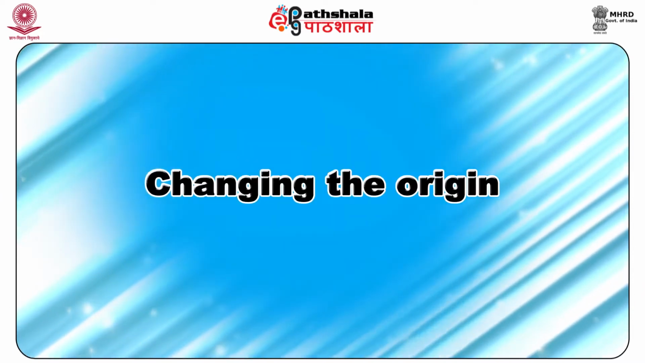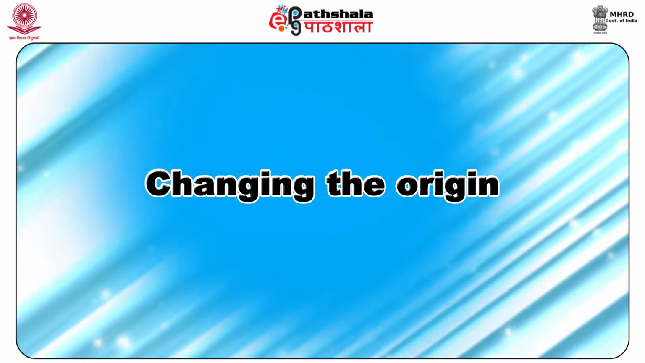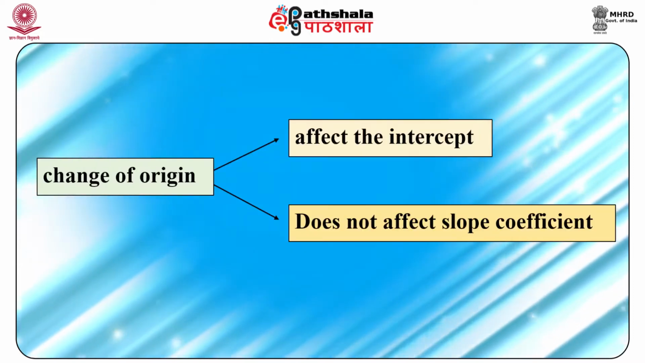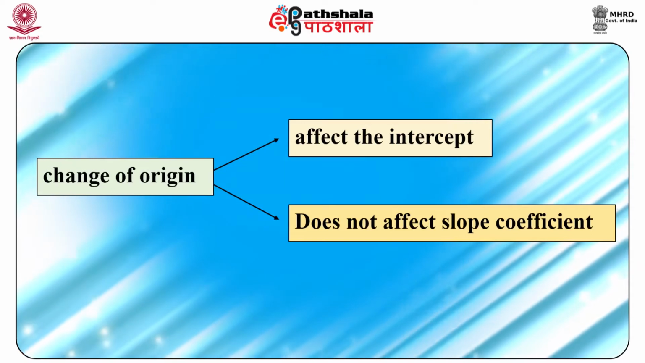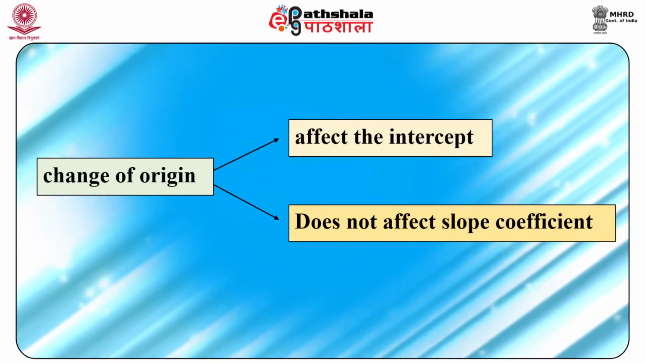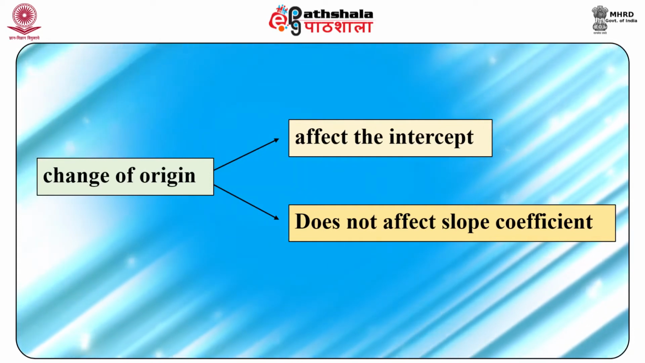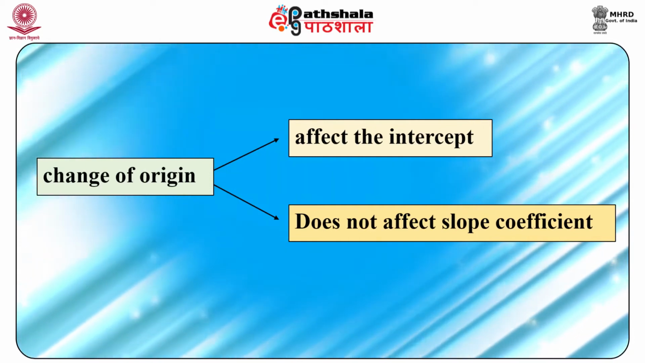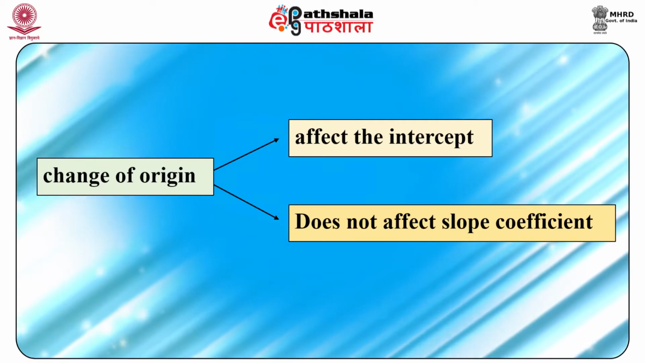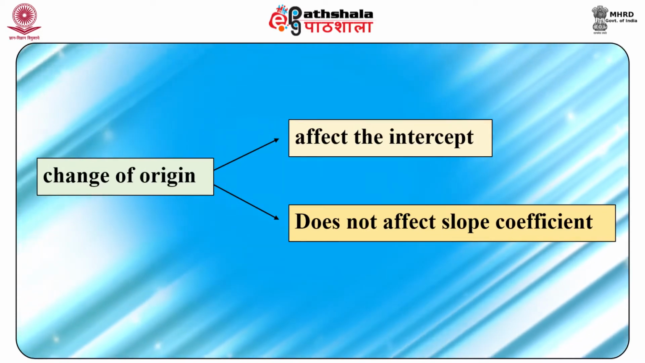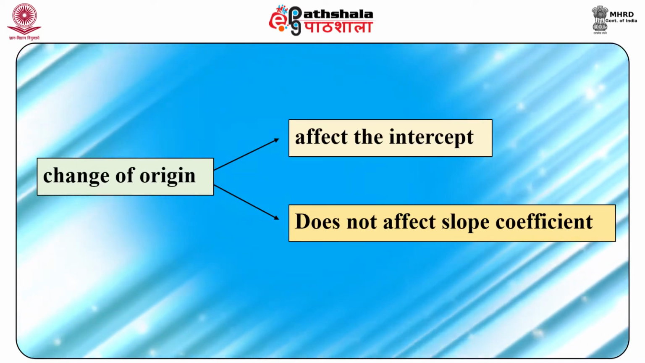Let us now look at the impact of changing the origin. So, after understanding the impact of change in scale, if you look at the change of origin, it means that it may affect the intercept of the regression. Now, how it does it, let us see it. However, you will find that the slope coefficient is unaffected.